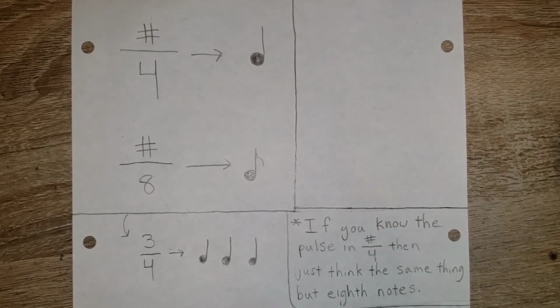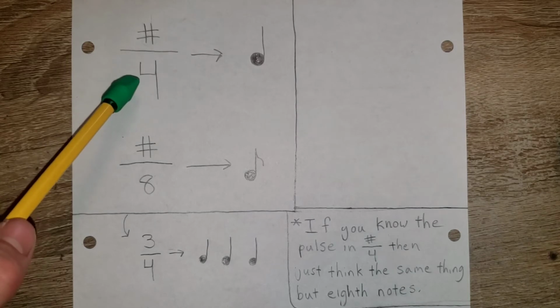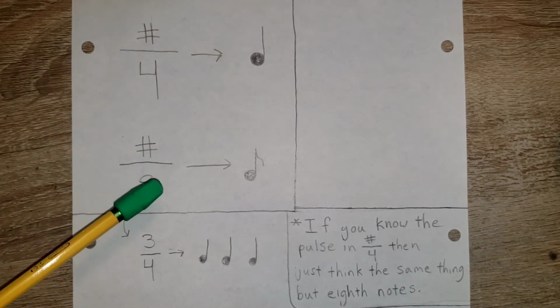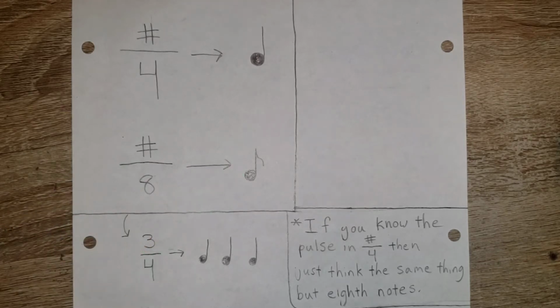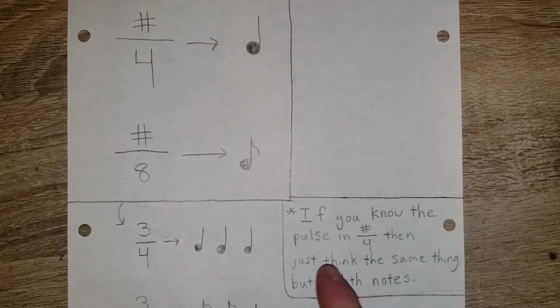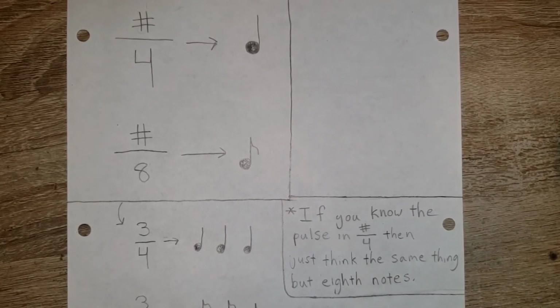And now we're looking at our bottom note. If we look at our bottom note, if we look at our 4, it's telling us quarter note. If we have an 8, it's telling us eighth note. So what I wrote down here is, if you know the pulse in a number over 4, then just think the same thing, but eighth notes.